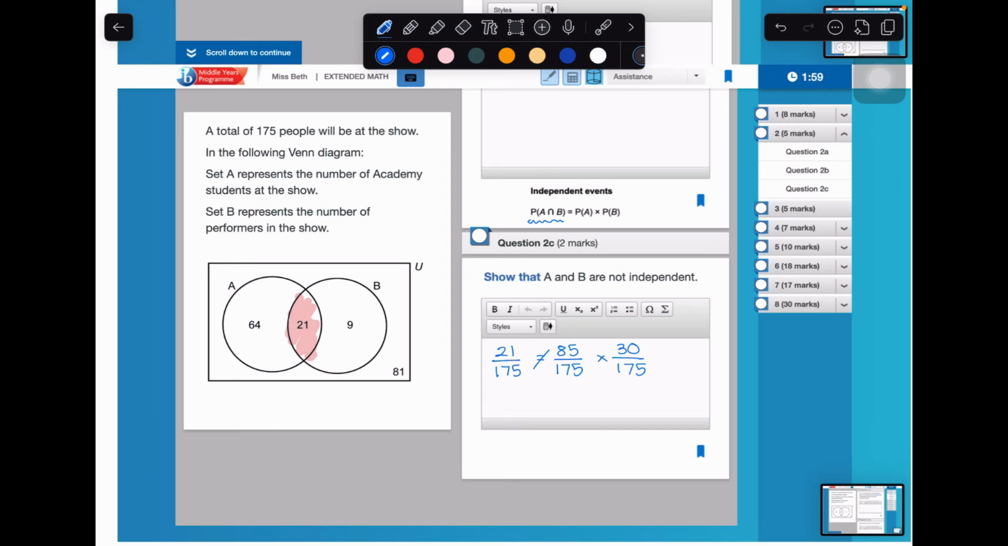You can just add here that 21 over 175 is not equal to the result of this, so 2550 over 30625. They're clearly not equal to each other. Therefore, A and B are not independent.